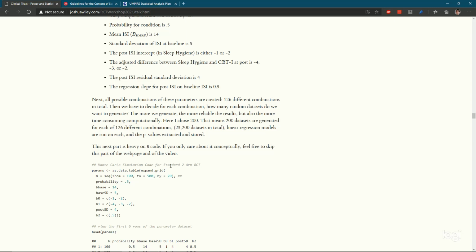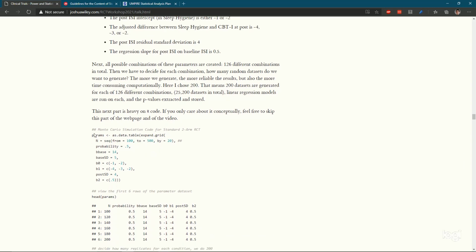You may not be super familiar with it, but hopefully with a bit of a walkthrough, you'd at least be able to understand how you might tweak it. So what I'm doing here, I'm going to store all these different parameter combinations in an object called params. That's going to be a data table. expand.grid is a function to say, give me all possible combinations of the next set of parameters that follow. And those parameters are as follows.